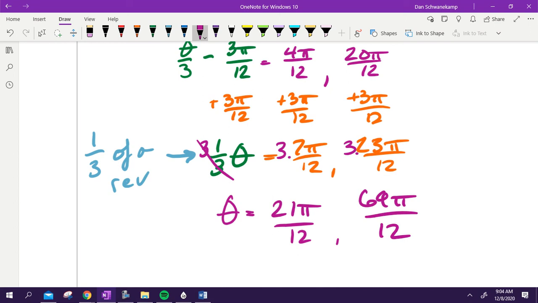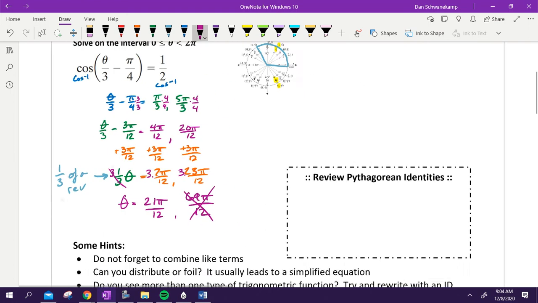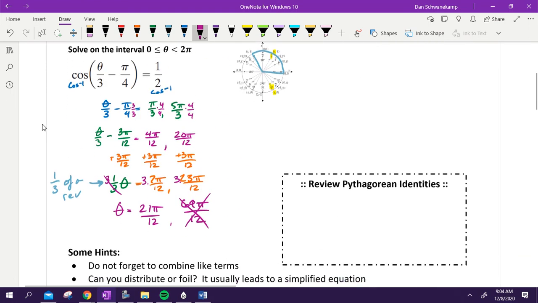Math's hard. Are any of those not on my unit circle? That one's way too big. This one works, 21 pi over 12. Again, it's less than 24 twelfths, so we're good. The other one's too big. Understand why. Again, get a visual of what we just did.